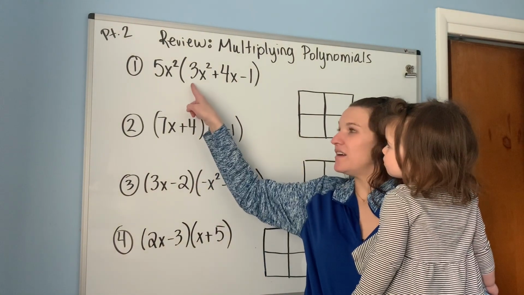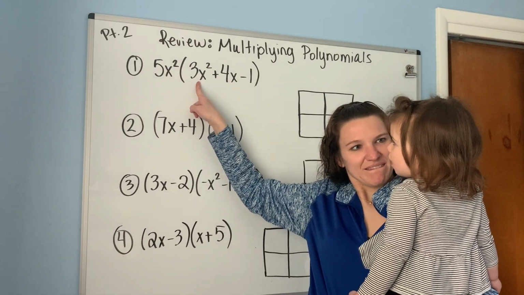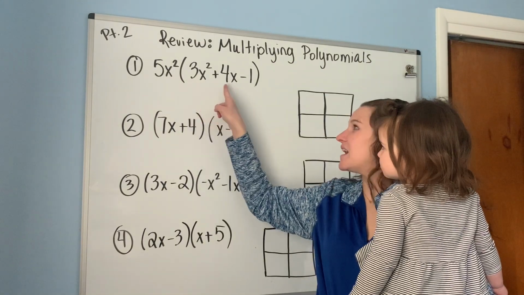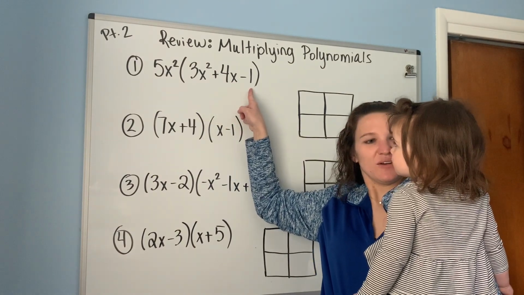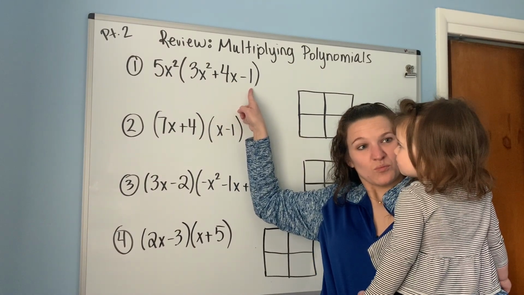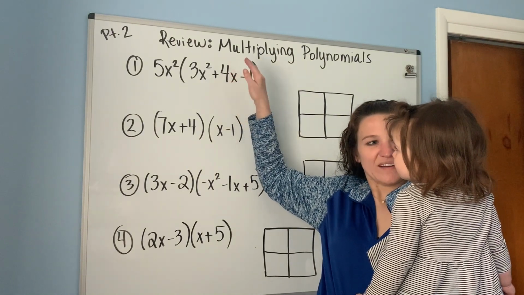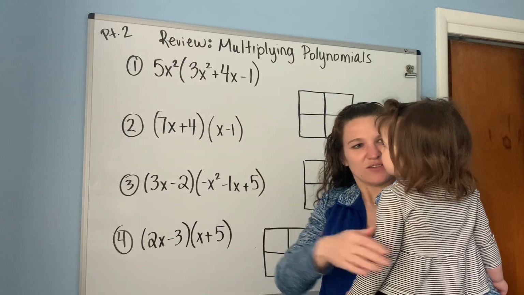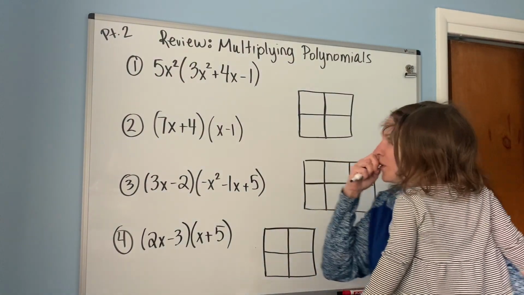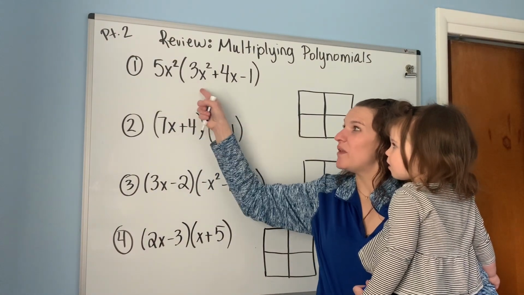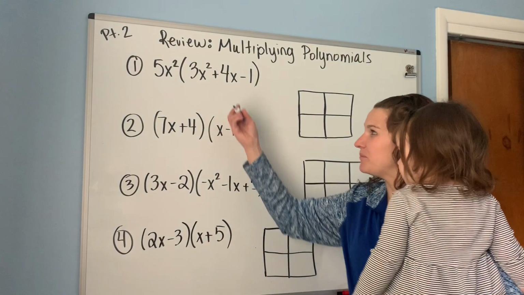What's that number? What's that number? 3. What's that number? 4. Good. What's that number? What's that number? 1. You're not doing the best, kid, but that's okay. I'm so proud of you.